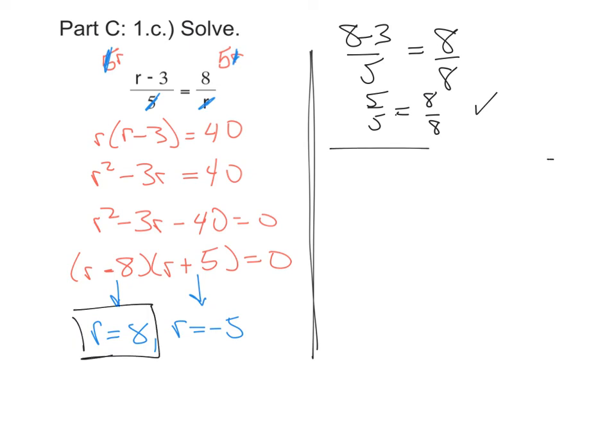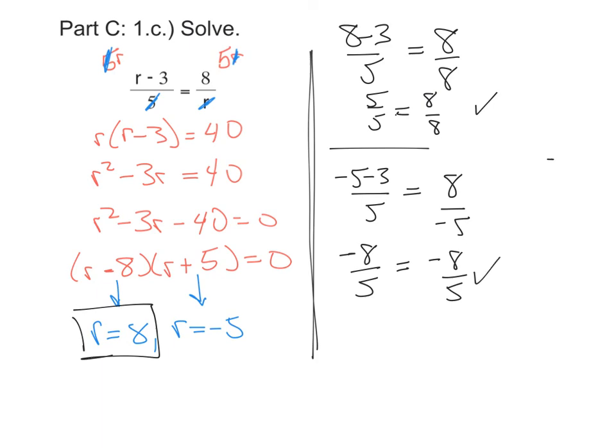When I plug in negative 5, I'll have (−5 − 3)/5, which is equal to 8/(−5). When I simplify that, we'll have −8/5 = 8/(−5), which is −8/5. So again, we'll have two solutions. Both r = 8 and r = −5 are going to be solutions to it.